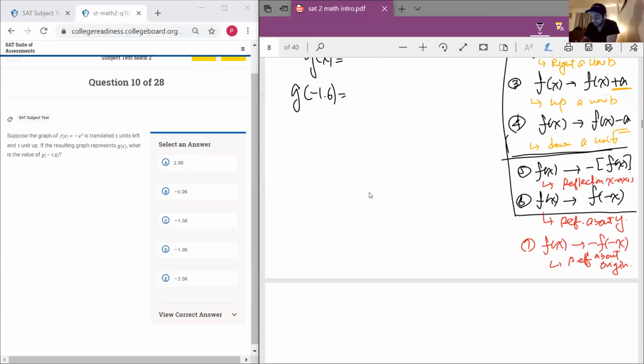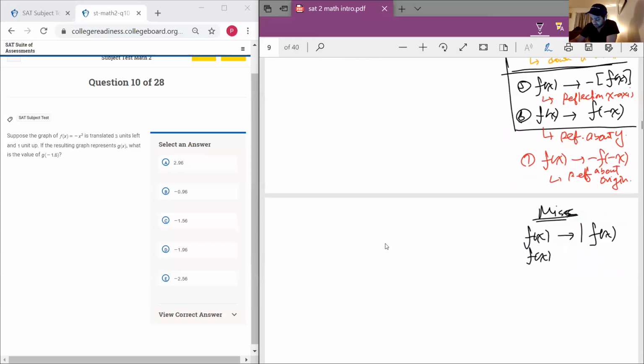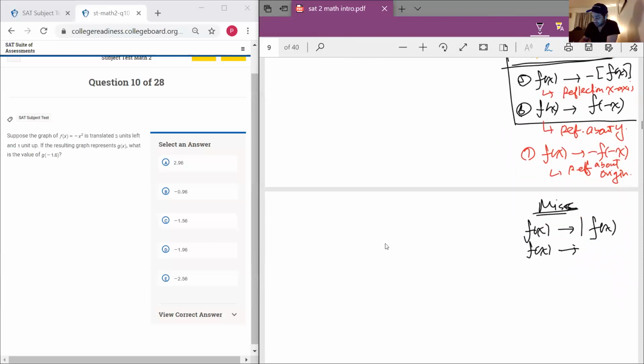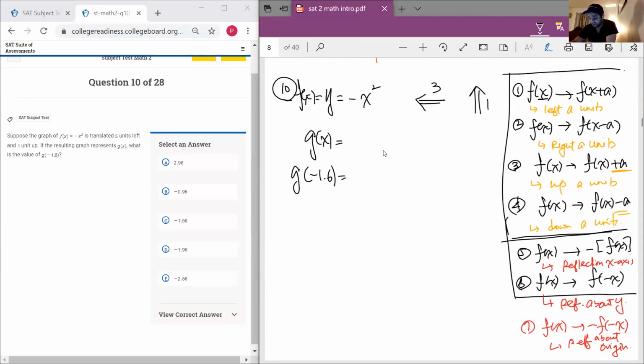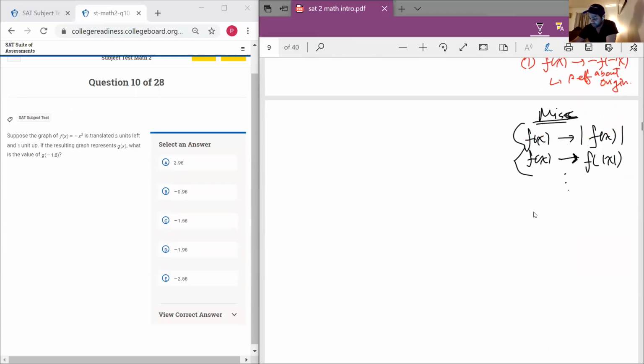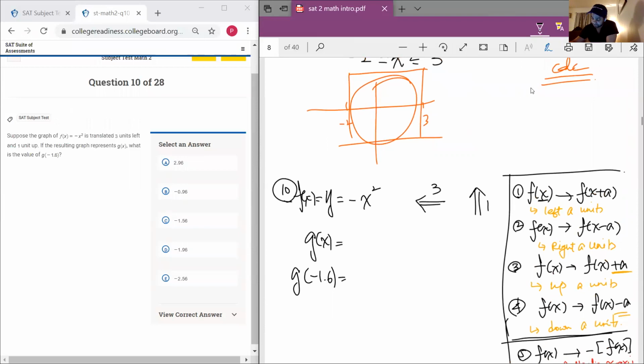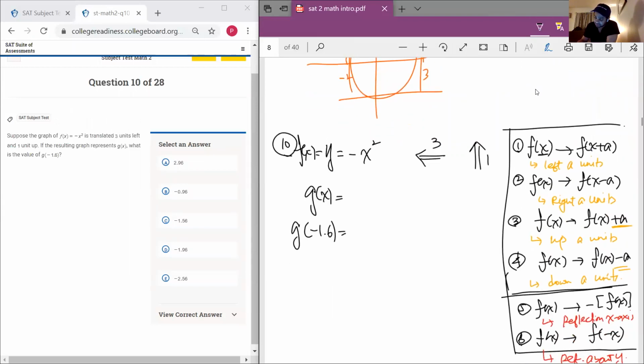Now, there are other miscellaneous, weird transformations that also pop up on the test. So, for example, f of x to the absolute value of f of x, and f of x to f of the absolute value of x. Stuff like these miscellaneous ones. The way they expect you to handle this is by your understanding and intuition of functions and graphs, as opposed to really memorizing what they do.